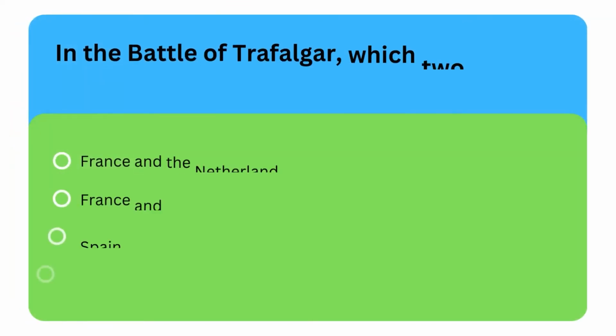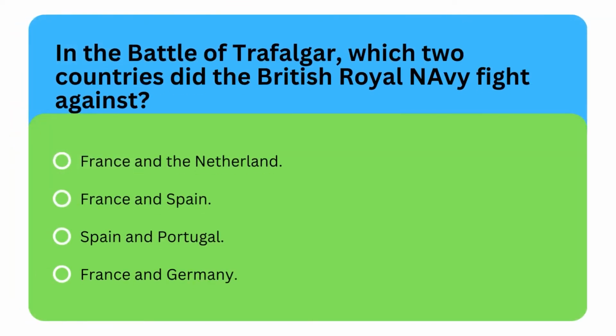Next question is, in the Battle of Trafalgar, which two countries did the British Royal Navy fight against? Options are France and the Netherlands, France and Spain, Spain and Portugal, or France and Germany. So the correct option is second option, it was France and Spain.